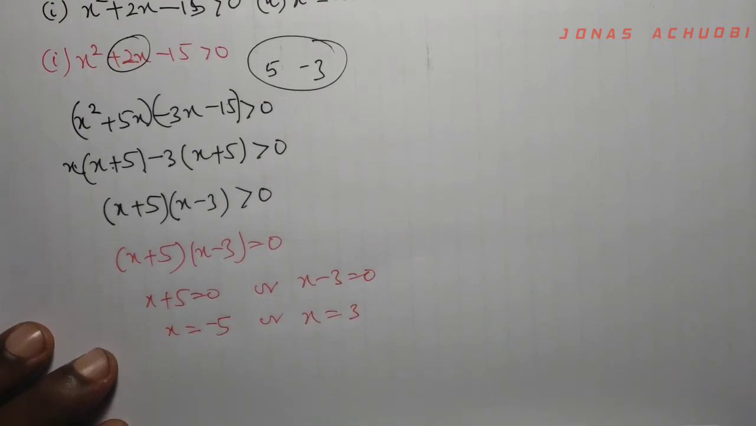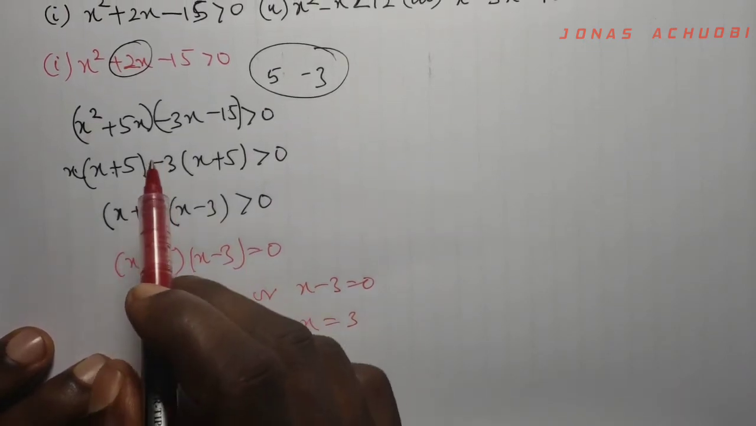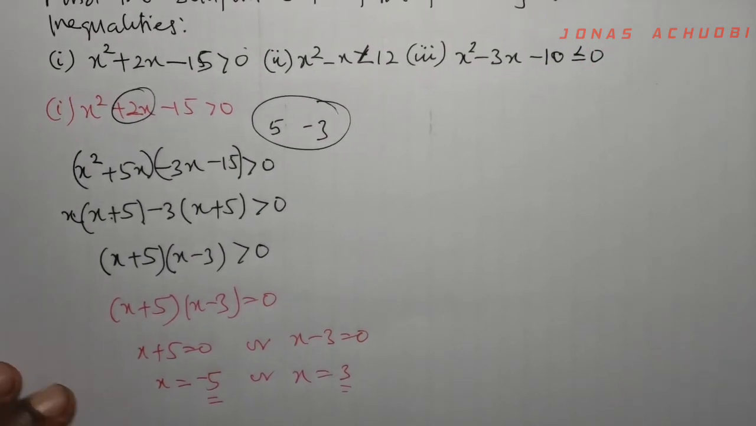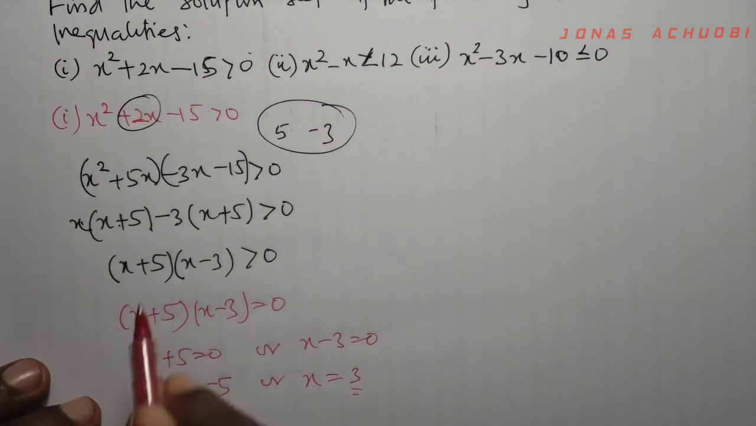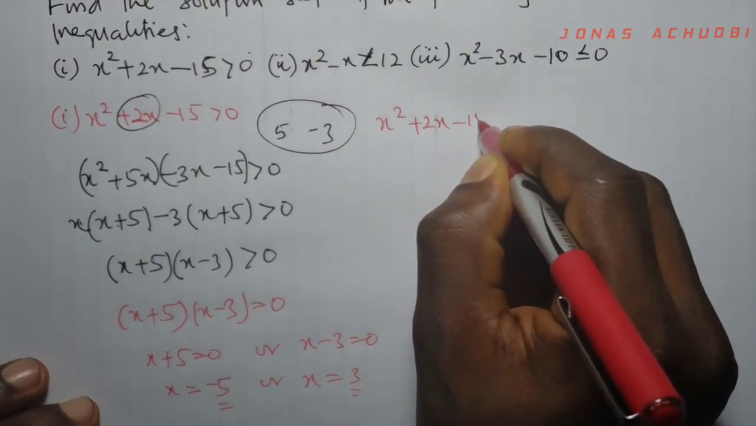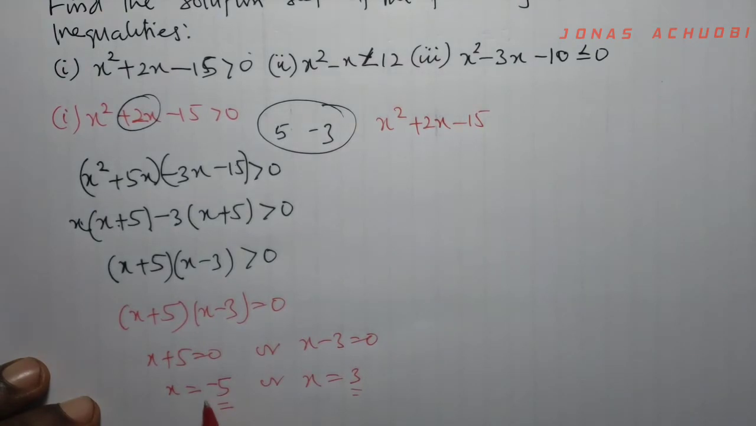So step 3 says determine all the zeros. Now for our inequality, there are 2 zeros. The first 0 is x equal to negative 5, and the second 0 is x equal to 3. Question is, why are they called the zeros of the inequality? Let us see. Our inequality is what? We have x squared plus 2x minus 15. Why is minus 5, for example, called a zero of the inequality?